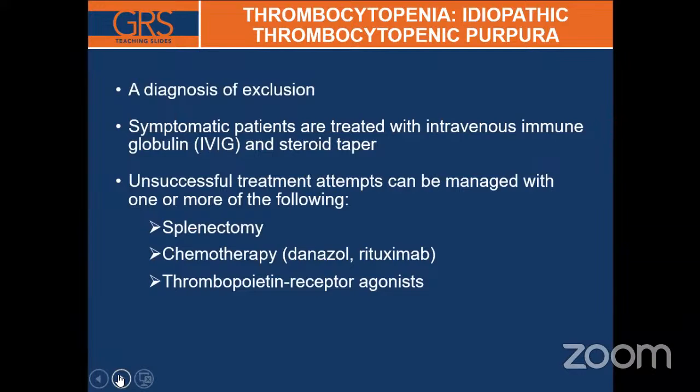However, with unsuccessful treatment, you could try one of the following. You could do a splenectomy because, like I said, the spleen is responsible for breaking down the platelets. You could take that away and there would be less breakdown, I guess. You could also do chemotherapy, danazol, rituximab. There's also a thrombopoietin receptor agonist, which means the agonist would latch onto the receptor and cause more platelets to be produced. So that's ITP. Next slide, please.